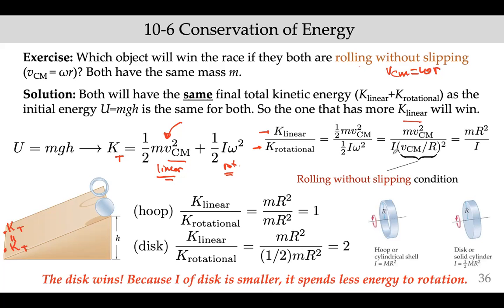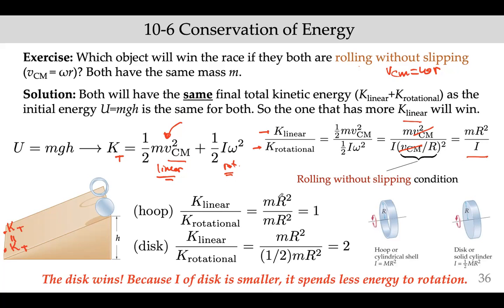At this point, let's keep it general. So VCM squared, they cancel. What's left is there's M, there's this R squared in here, so it will go up as R squared, and there's I. So this is the ratio. Now, we will use this to calculate this ratio for the hoop and the disk.